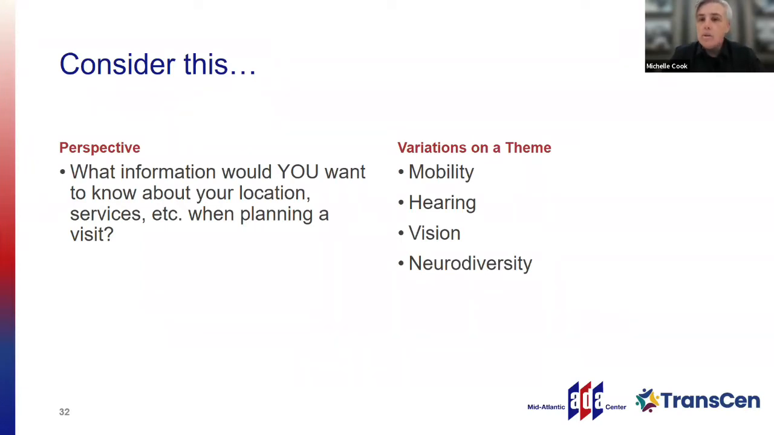What information would you want to know as a person with mobility limitations or a mobility disability, as a person with hearing loss or a person who is deaf, as a person with a visual impairment or who is blind, as a person with sensory needs? I've listed neurodiversity here as kind of the umbrella term for people who experience the world in other ways. What would you want to know, or what would the family members or companions of individuals with disabilities want to know ahead of their visit to make their experience just that little bit more welcoming, that little bit easier?